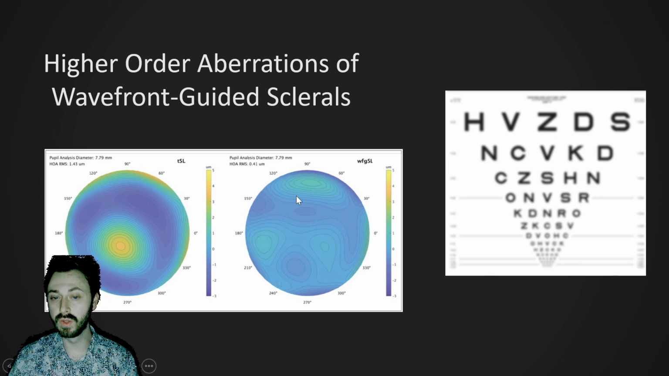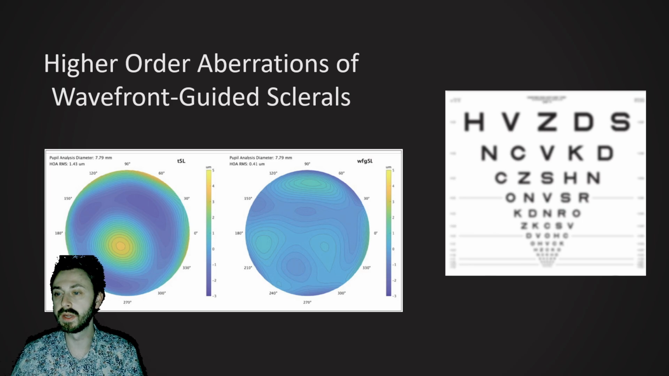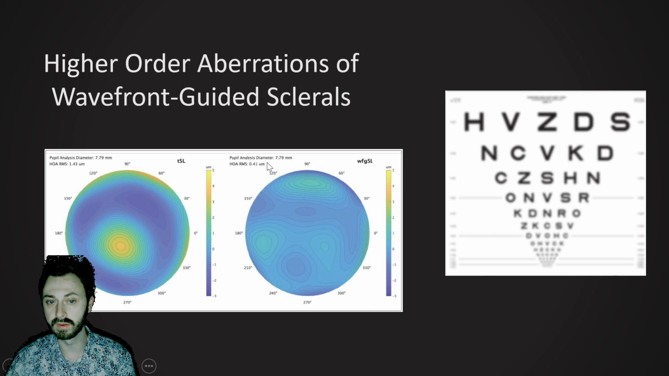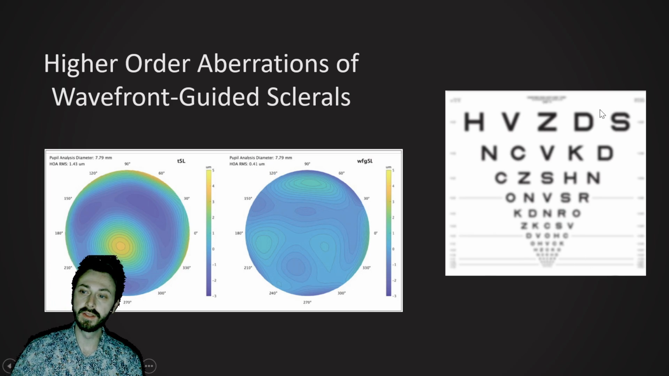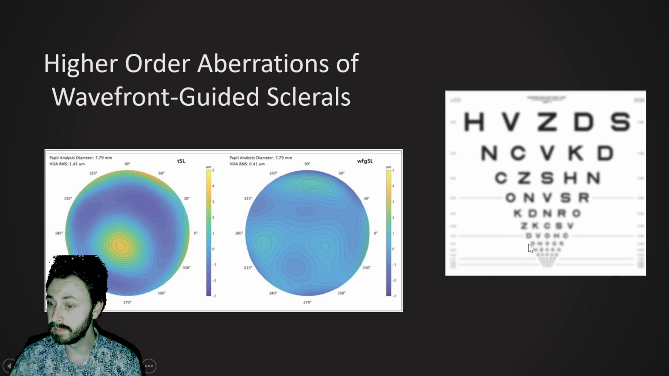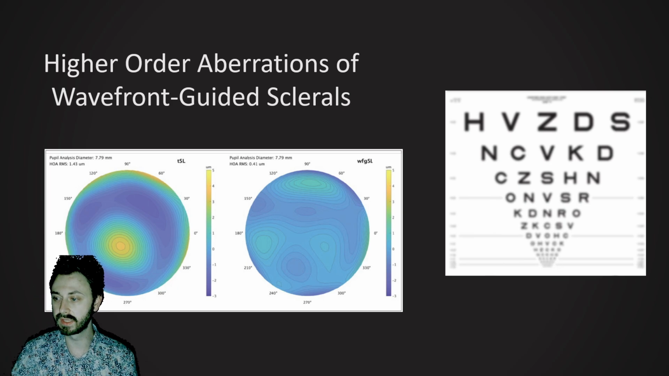And just the uniformness of this map may be enough for this patient to see better, even though we would expect them to still be significant. The chart is going to look a lot clearer for this patient. It's still not perfect, but they can get pretty far down and they can make out the letters without having to feel like they're guessing at every single one.